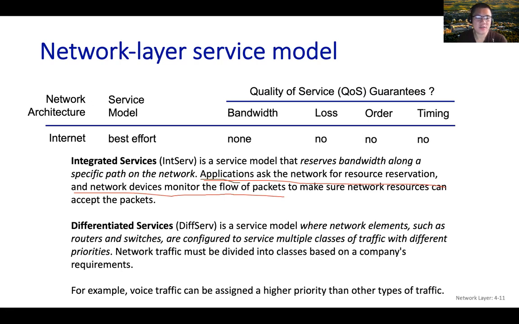And there is a differentiated service, a service model where network elements such as the router and switch are configured to service multiple classes of traffic with different priorities. Network traffic must be divided into classes based on a company's requirements. So you have different classes, different traffic, different priority. Anyway, these are the two different models. There is no requirement for you to understand this very deeply or remember the difference between the integrated service and the differentiated service.